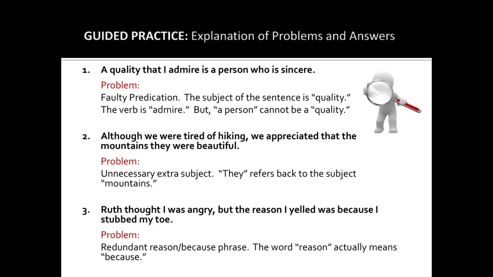Let's review your answers. The error in sentence 1 was faulty predication. The subject of this sentence is quality. The verb is admire, but a person cannot be a quality, which means that the sentence is not logical. We can revise this sentence by making sure that the subject, quality, does indeed reference a quality.